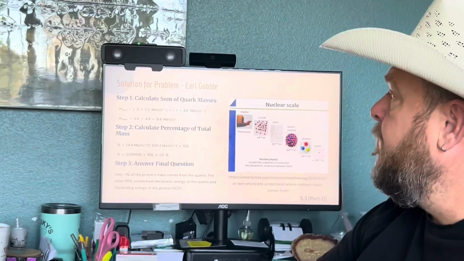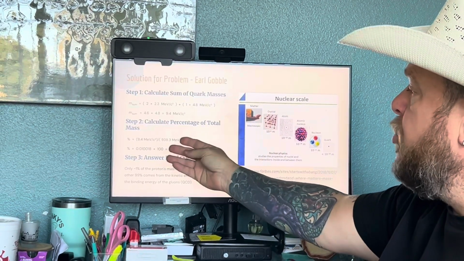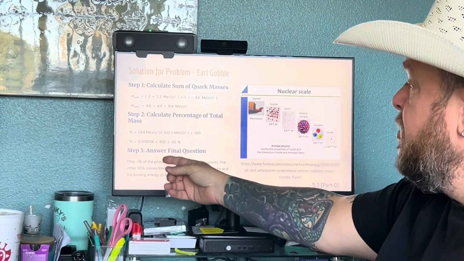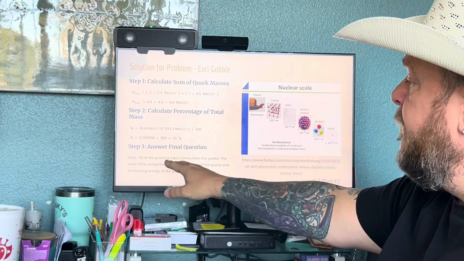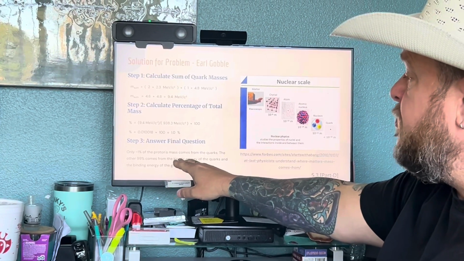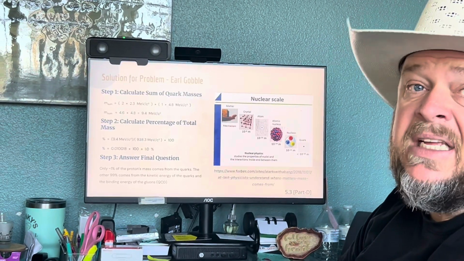Here are a few steps: calculate the sum of the quark masses. Next, calculate the percentage of the total mass. Step 3: only 1% of the proton's mass comes from the quarks, and 99% comes from the kinetic energy of the quarks and the binding energy of the gluons, which is QCD.